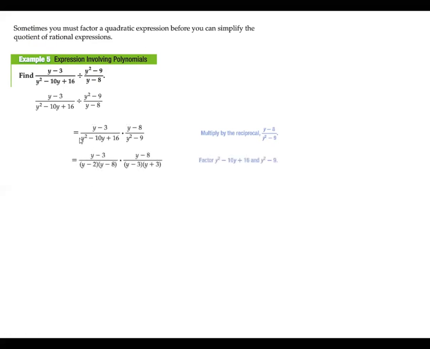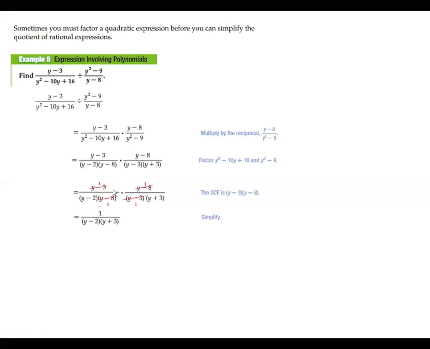Notice that this is a trinomial here, so you can find factors of 16 that add to negative 10, which are negative 2 and negative 8. And then y squared minus 9 is difference of squares, so it factors into (y - 3)(y + 3). Now you can see you have a couple common factors. You have a factor of y minus 3 and a factor of y minus 8. So those cancel, and you're left with 1 over (y - 2)(y + 3).